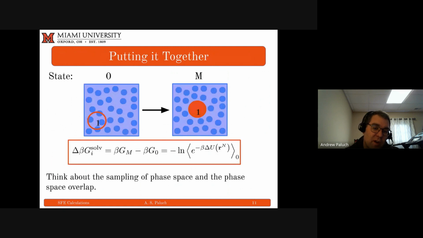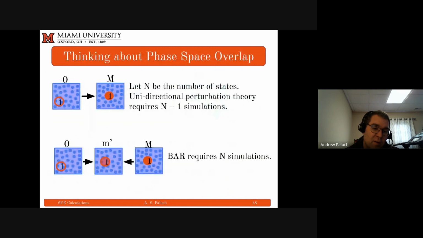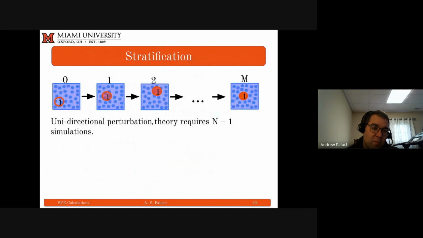So when we talk about stratification, or even in the case of Bennett, when I have these intermediate states, what I'm doing is slowly scaling on or turning on my intermolecular interactions. So rather than going directly from non-interacting to full, I'm going to slowly turn them on over a number of states.